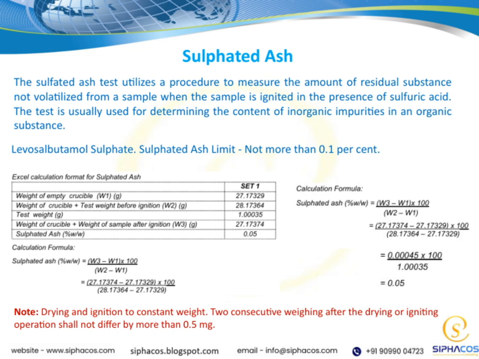Moving on to levosalbutamol sulfate, the limit for sulfated ash is set at no more than 0.1%. This is a key quality parameter because it indicates the amount of inorganic residue left after the sample is ignited. The sulfated ash test itself involves heating the sample in the presence of sulfuric acid. This process helps us measure the residual inorganic material that doesn't volatilize during ignition. It's particularly useful for identifying inorganic impurities in an organic compound.